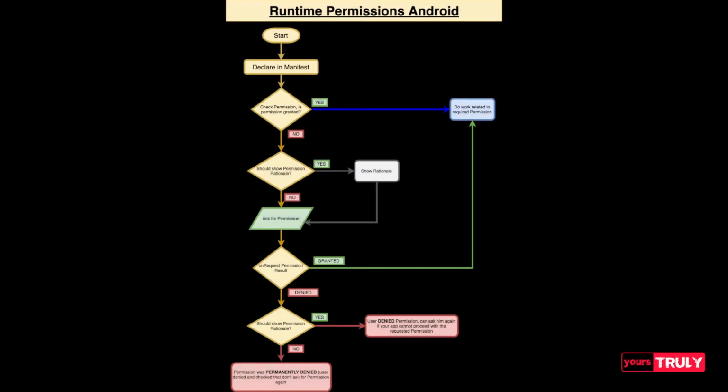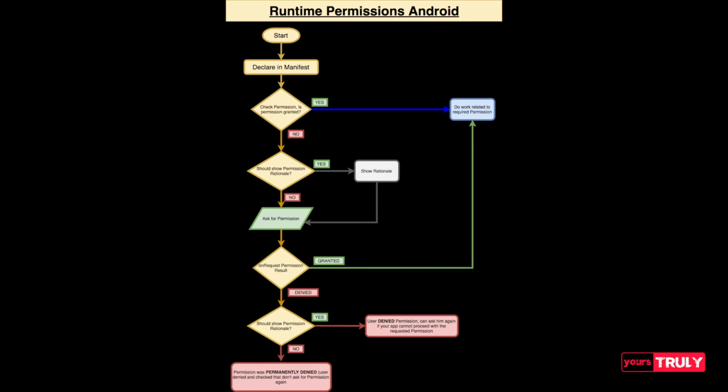This is the basic flowchart of runtime permissions in Android. The first step is always to declare your required permission in your manifest file, and then in your activity or in your fragment you should check whether the permission is granted. If it is granted, you do the work related to your required permission. Otherwise, if it is not granted, then you proceed on to the second step, that is for asking permission.